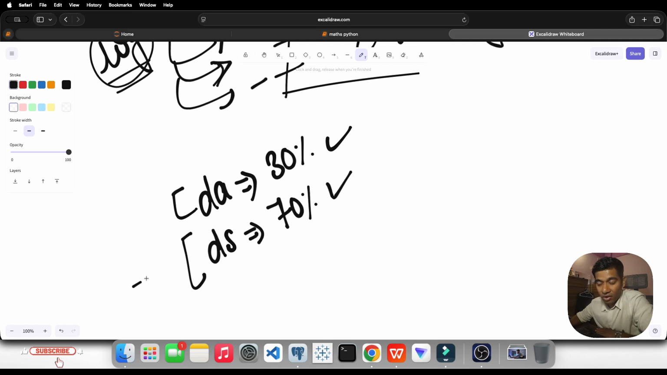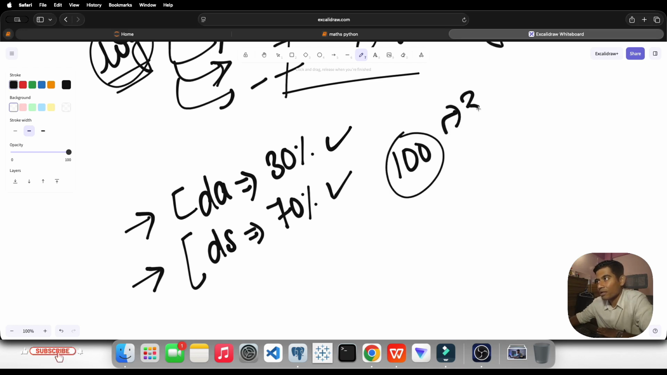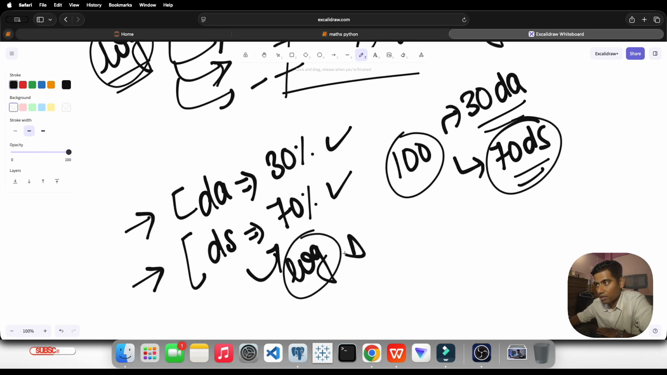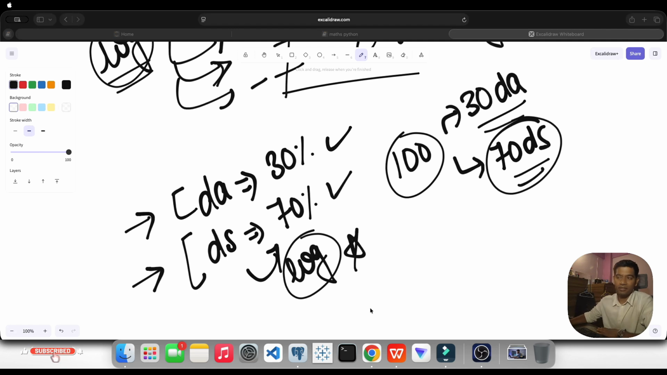I mean to say, out of 100 data domain people, 30 people if they are DA will use it, 70 people if they are from the DS domain use it. So indirectly we can say that data science people use log the most. Okay, simple as it is.